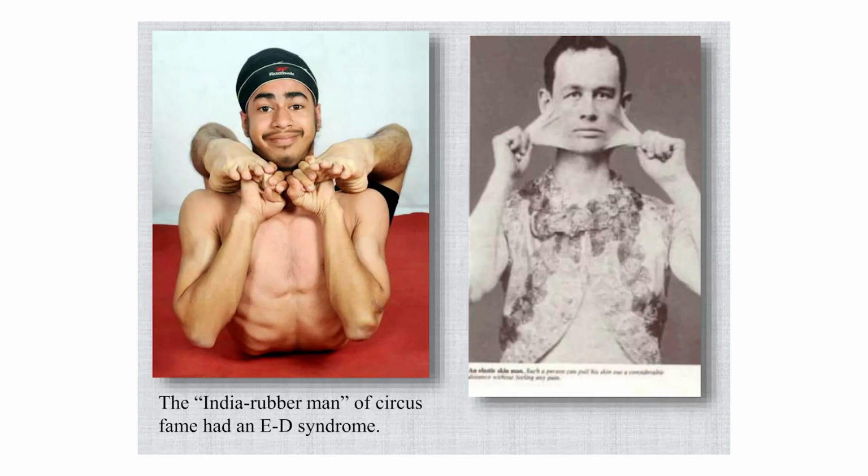So, it is characterized by loose joints and collagen deficiency diseases, fragility and hyperextensibility of the skin. So, these are caused by the collagen deficiency of type 3 collagen, and it is a genetic disorder. Here you can also see the hyperextensibility. So, it is Ehlers-Danlos syndrome, the Indian rubber man we can say.